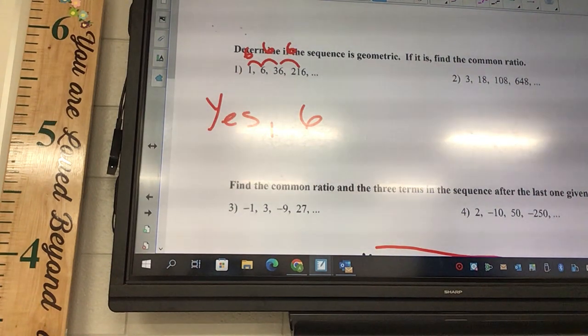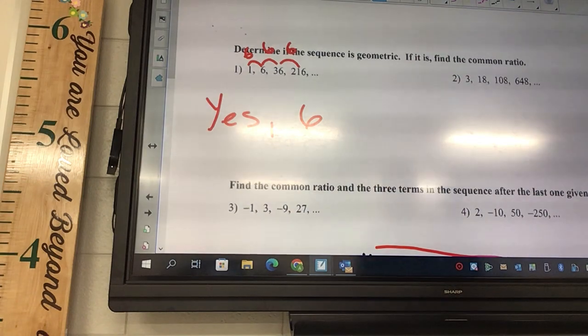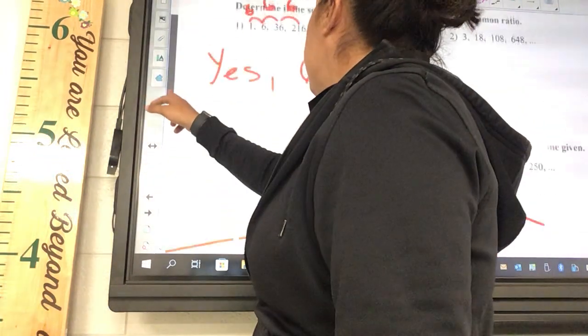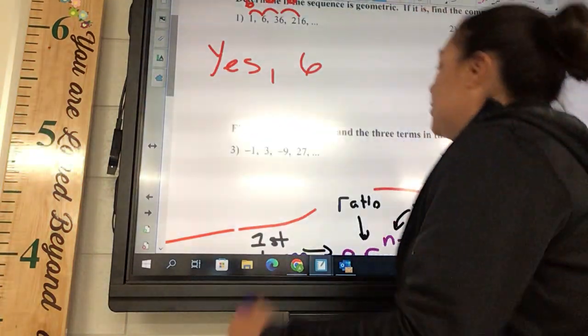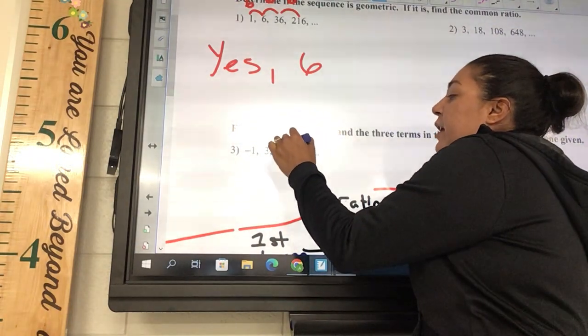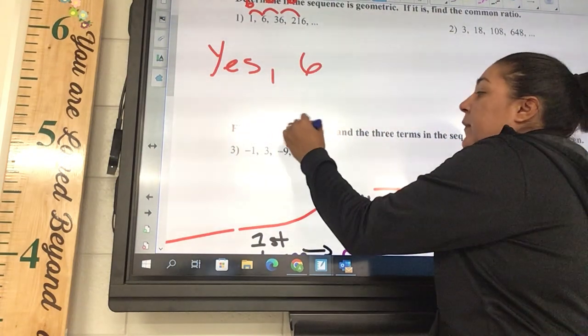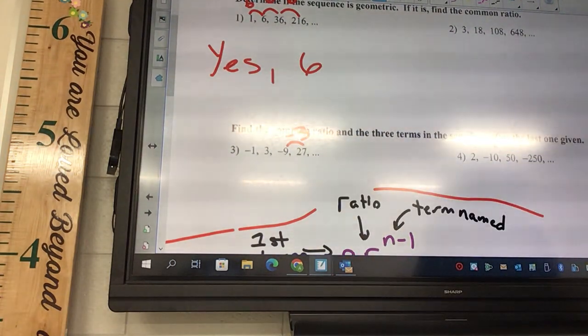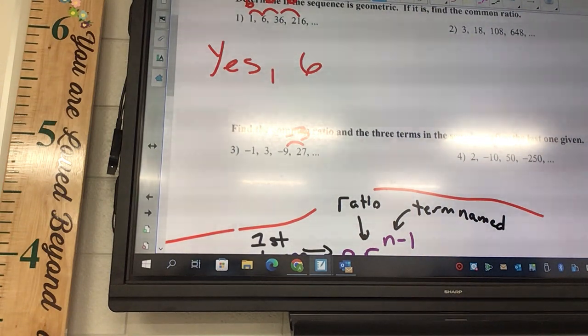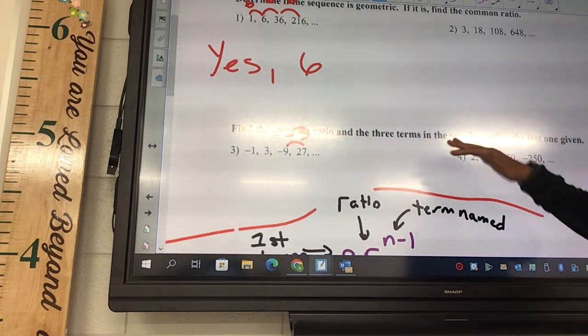Find the common ratio and the next three terms after the given sequence. Same thing, we're going to find the common ratio. What is 27 divided by negative 9? Negative 3. Because they're not asking is this geometric, you only need to do one. So our common ratio is negative 3, and then you need to find the next three terms.